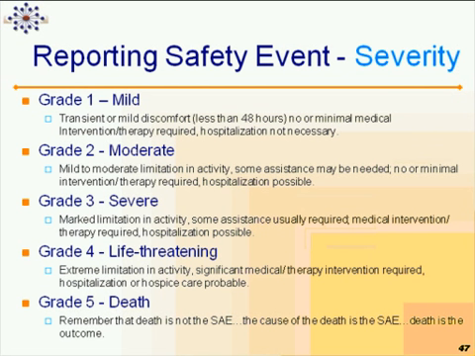There are 5 different grades of severity. Grade 1 is mild, 2 is moderate, 3 is severe, 4 is life-threatening, and 5 is death. One event can change in severity as the event unfolds. You report only increases in severity, but not decreases in severity of a particular event.